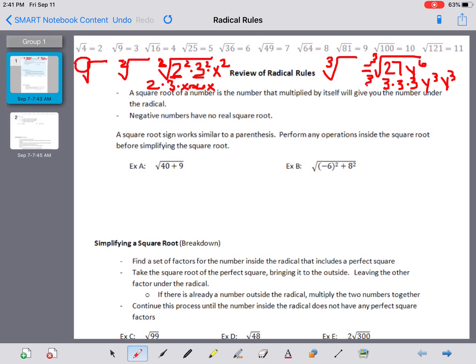So when you think about this, if I ask you what's the cubed root here, the cubed root means I need 3 in a group. Well, there's a group of 3 3's, so I can pull one out. There's one group of y's there. There's one group of y's there. So that means I pulled out 2 groups of y's. And then I get 3y to the 2nd. So those tiny numbers up top tell me how many I need to have in a group, okay?